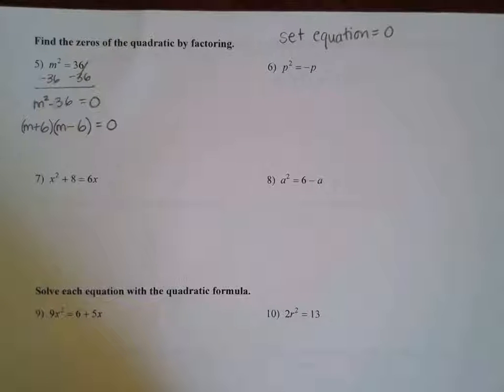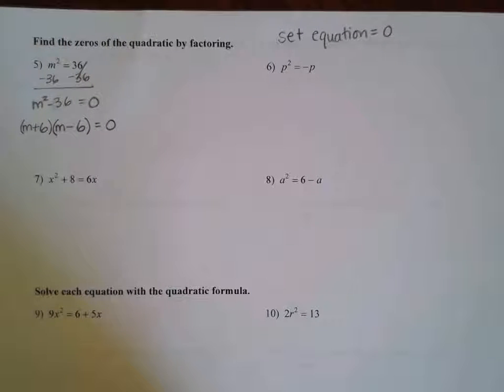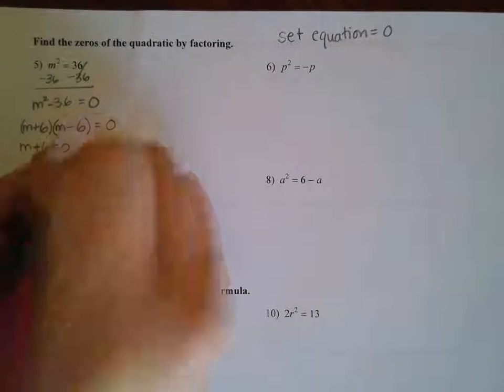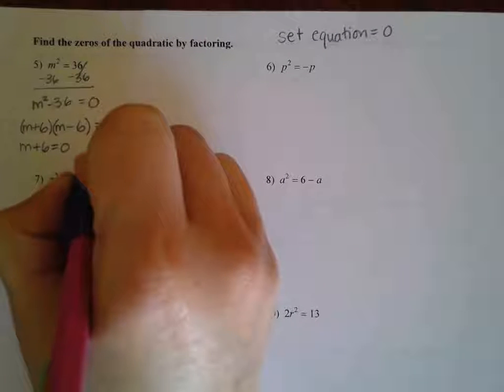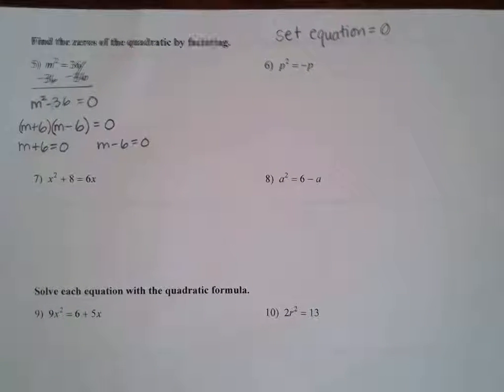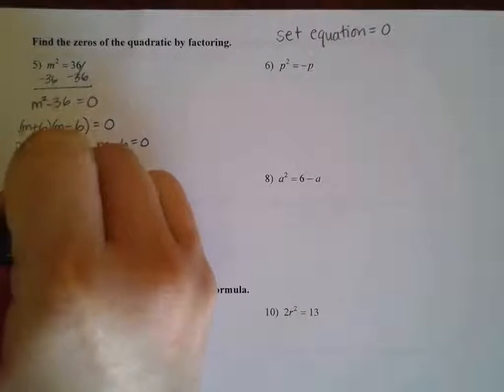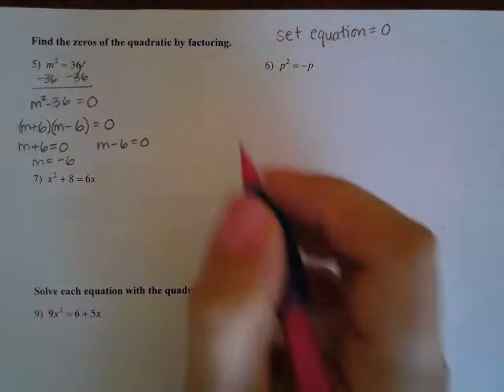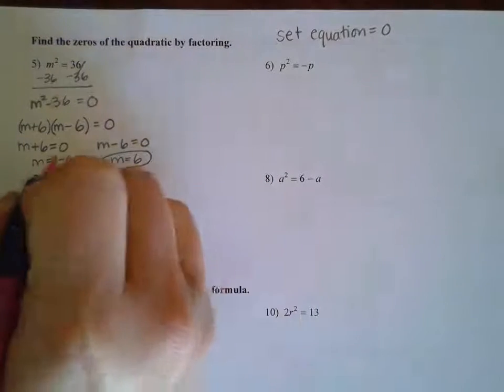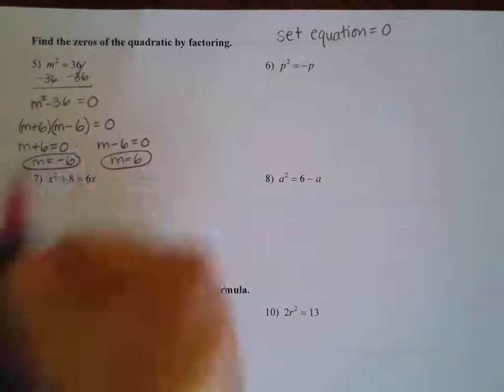And now to finish this off, you're going to take each set of parentheses, just like you did in the notes and for the homework. Take each thing and set it equal to 0. So m plus 6 equals 0, and m minus 6 equals 0. So solve for m equals negative 6, and m equals positive 6. Those are your zeros, which are the same as solutions.